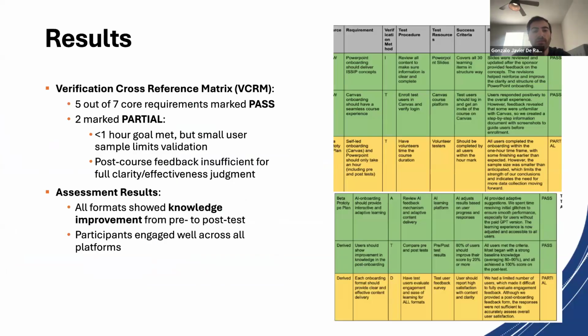And here are our results based on the verification cross-reference matrix. We said that 5 out of the 7 core requirements were marked as pass, 2 were marked partial, which was the under an hour goal to be met, but there were small user sample limits to validate, and also the post-course feedback was insufficient to have full clarity. And then our results from this assessment are that all formats showed knowledge improvement based on comparing the pre and the post test, and that participants were able to engage well across all the platforms.